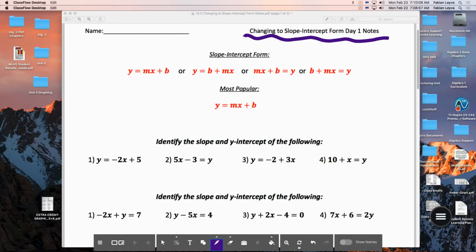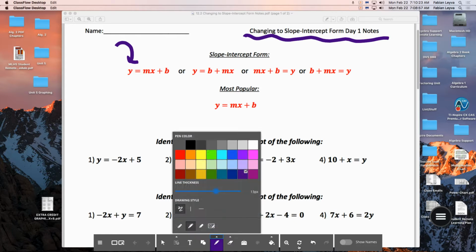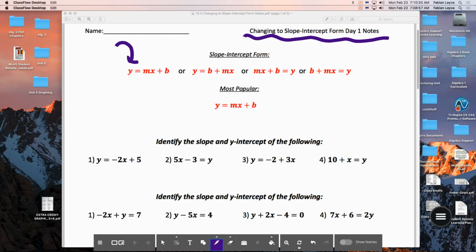What is slope-intercept form? Now remember, that is just a very specific form that I want you to train your mind to recognize, whether I'm telling you the title, like slope-intercept form, or the actual equation. Now the most popular equation, or the most popular form, is right over there. It's y equals mx plus b. Let me make this slide a little smaller. Y equals mx plus b.